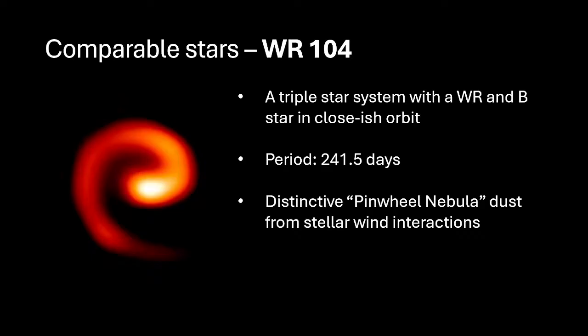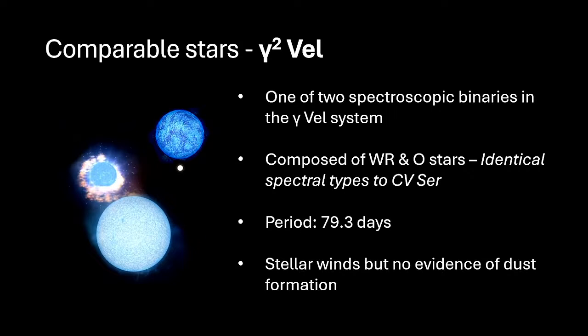On the other side, though, Gamma 2 Vel is composed of identical star types as CV-SIR has, and it's got a longer period, which means the two stars are further apart. The thing is, Gamma 2 Vel is not dust producing. It's been figured out that the radiation pressure that's accelerating one star's winds is actually slowing down the other star's winds. So once they reach each other, it's a pretty weak collision.